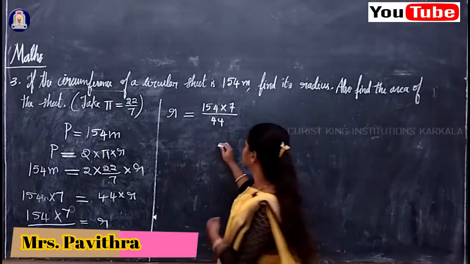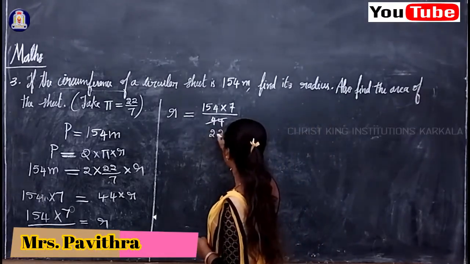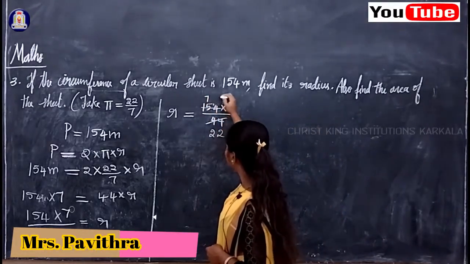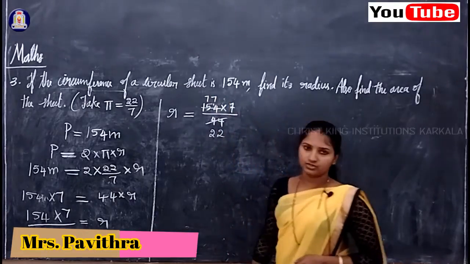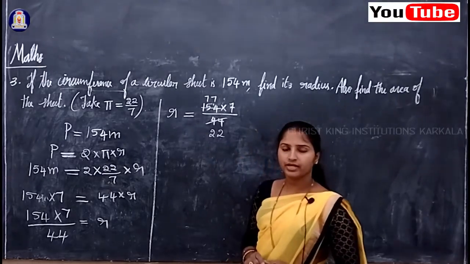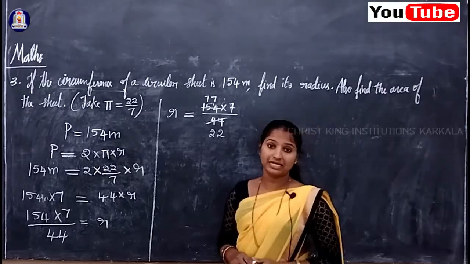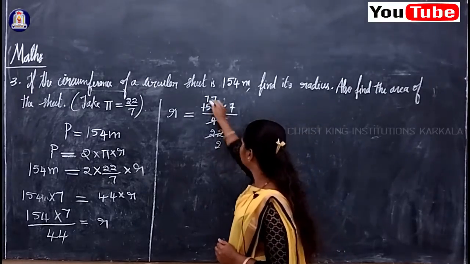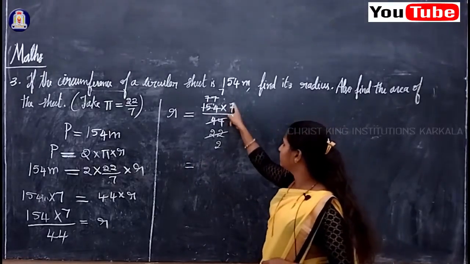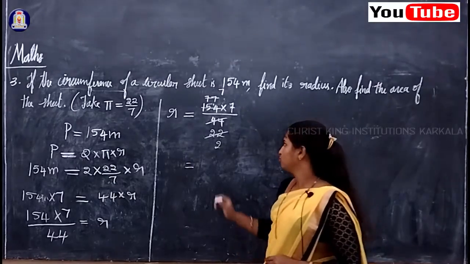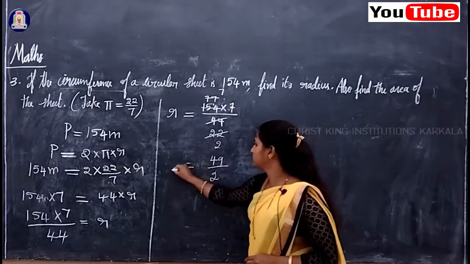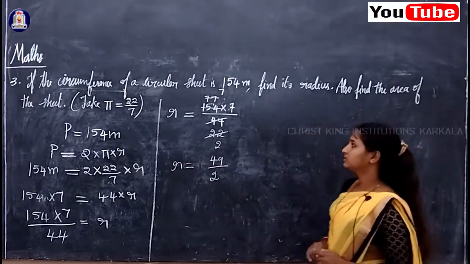Here this is divisible by the 2 table: 2 twos are 4, 2 sevens are 14, so 77 into 7 divided by 22. Again 22 and 77 are divisible by the 11 table: 11 twos are 22, 11 sevens are 77. So what is remaining? 7 into 7 divided by 2. 7 sevens are 49, so 49 divided by 2. This is the radius of the circular sheet.